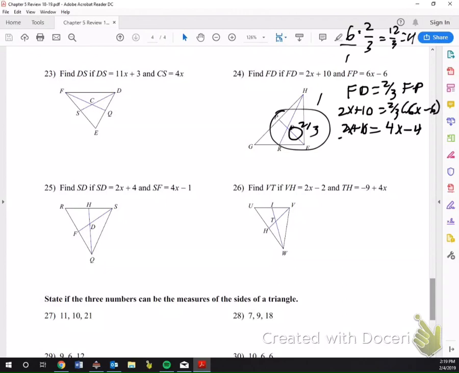Okay, so we subtract 2x from both sides. We get 10 equals 2x minus 4. We add 4 to both sides, and we get 14 equals 2x. Divide both sides by 2, and we get x equals 7.